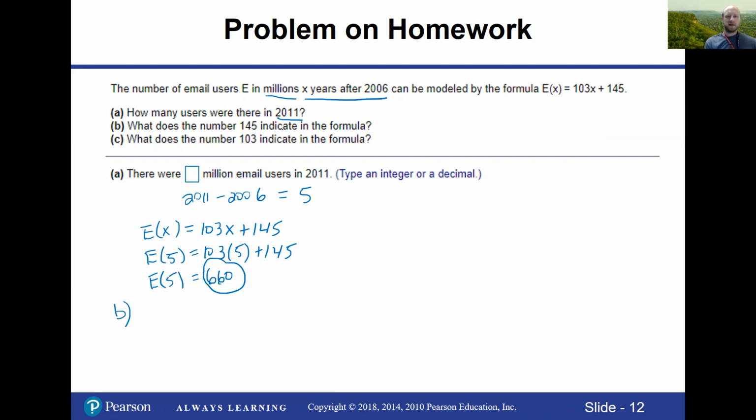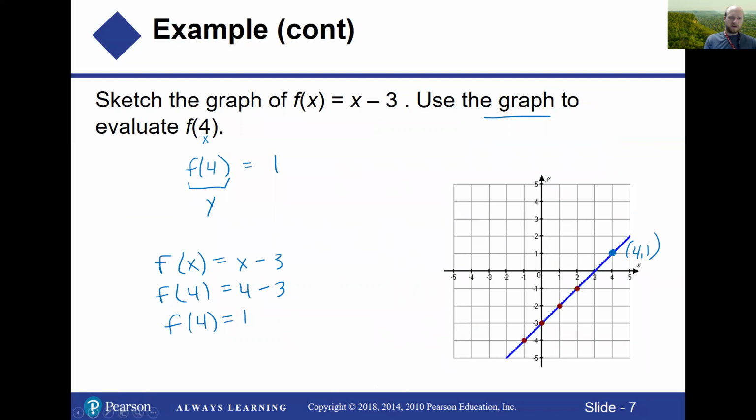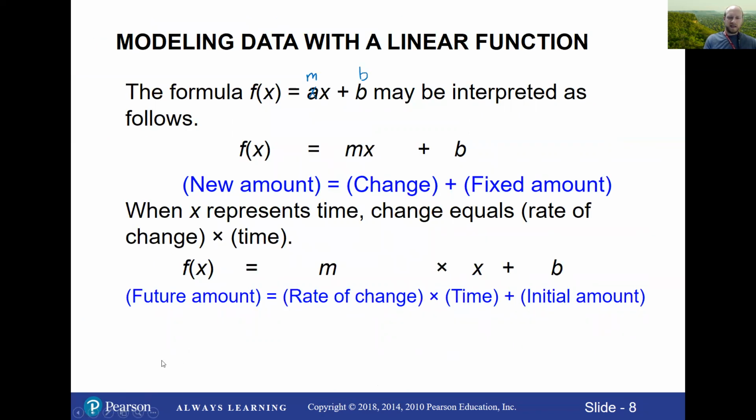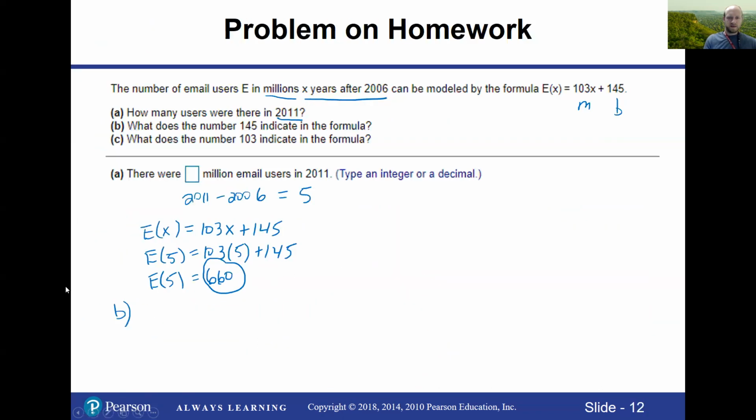Now, part B said, what does the number 145 indicate in the formula? Well, remember, this is B, this is M, our rate of change, and this is our initial value. You guys can even go back to this page. It's the initial amount, and M is the rate of change. So the 145 represents how many million email users there were in 2006. So the 145 represents 145 million email users in 2006. Your options might be a little bit different than that. It might say something like the number of email users in 2006.